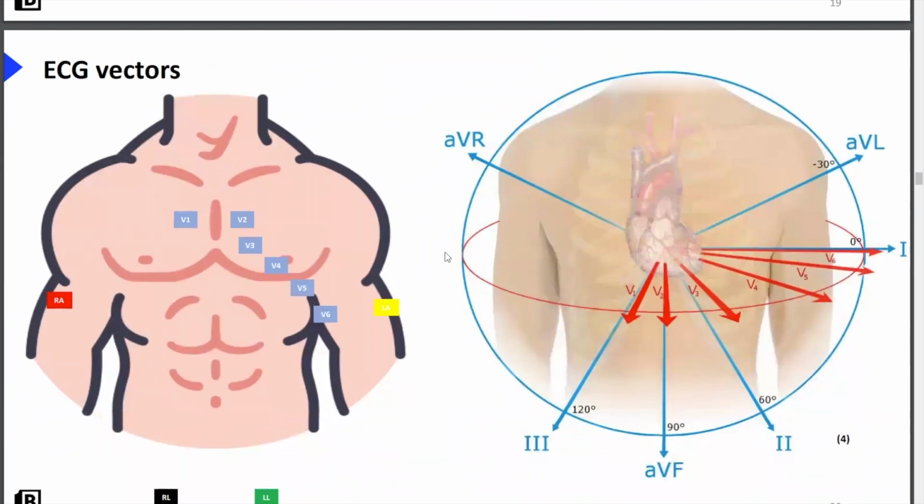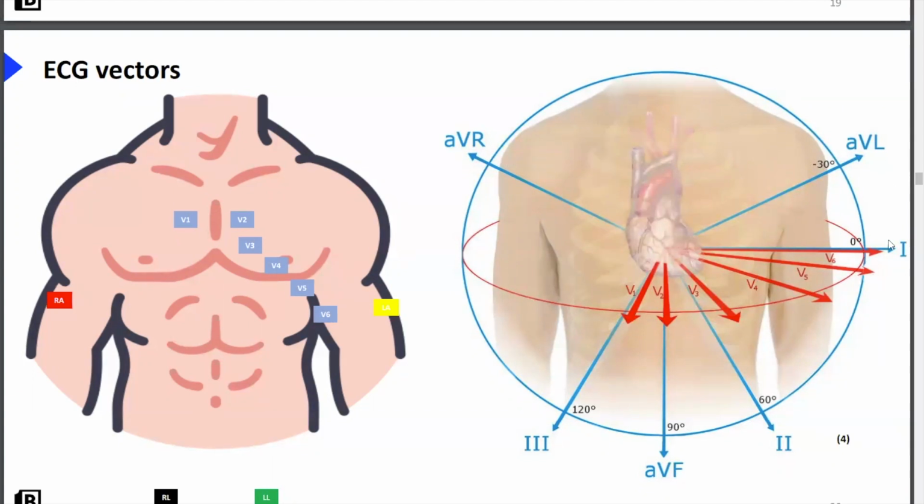Remember I said the ECG electrodes measure flow of positive charge, i.e. depolarization. If the depolarizing wave is flowing towards the electrode, you'll get a positive spike. If it's flowing away from the electrode, you'll get a negative spike. V1 to V6 all measure the flow of current in the anterior posterior plane, or the axial plane. And you can see V1 coming out of the screen, V2 coming out of the screen, V3 coming out of the screen, etc.